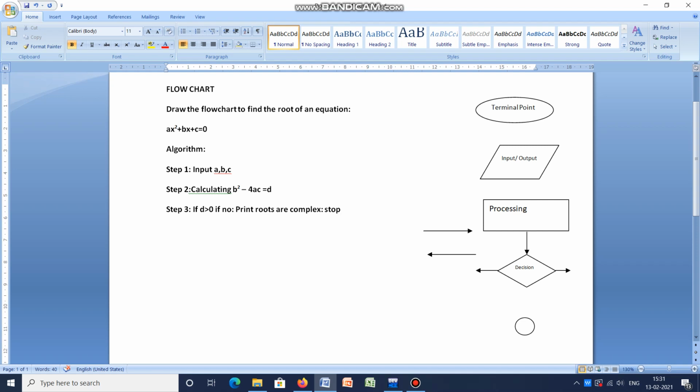But if this is satisfied, meaning d is greater than 0, then obviously I am going to have real roots. Then accordingly I have to process it and print the result. So step 4 I can say: get the square root of d.